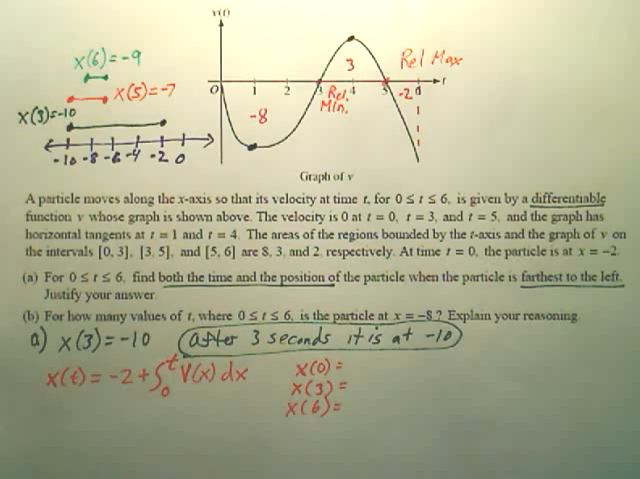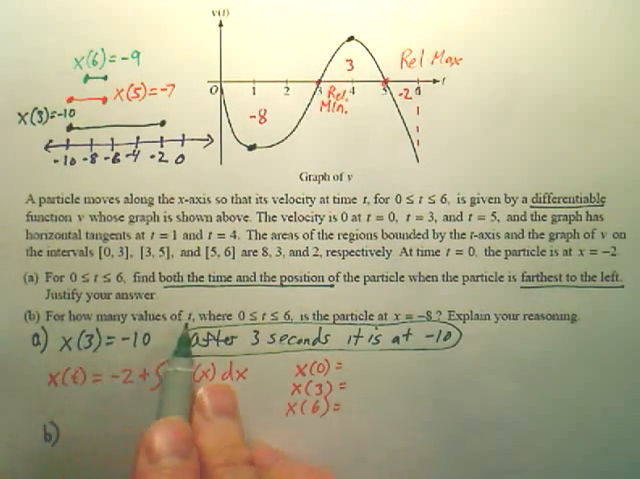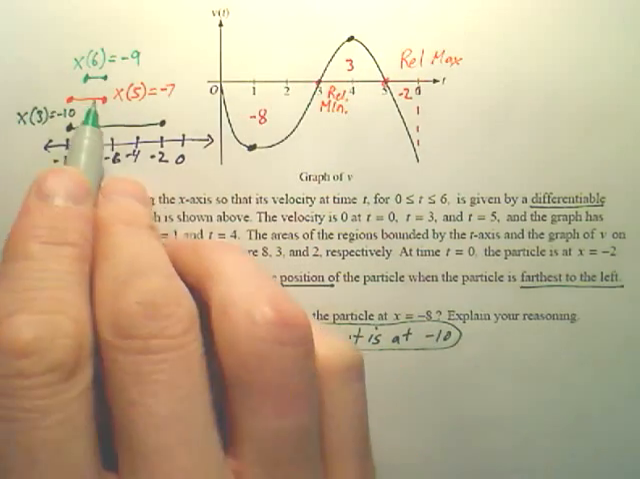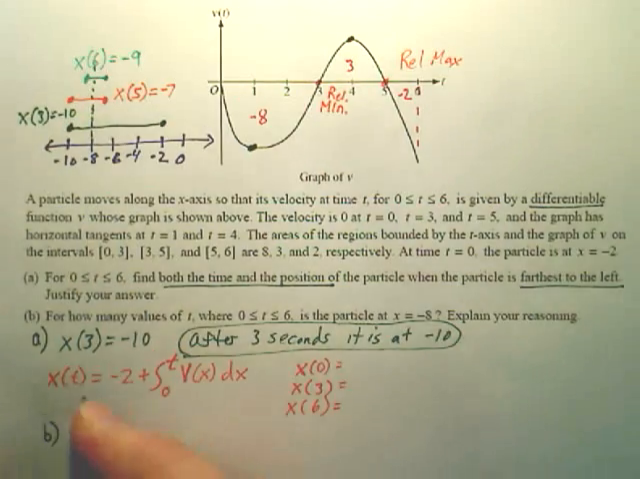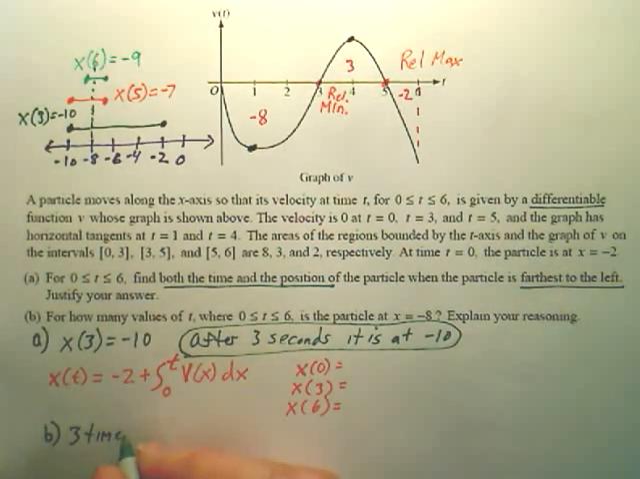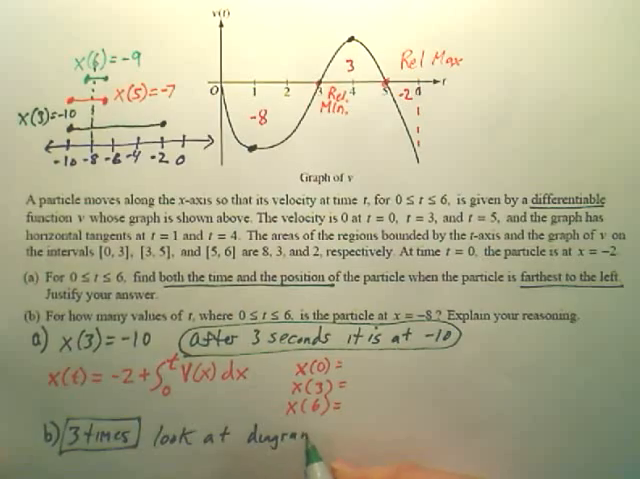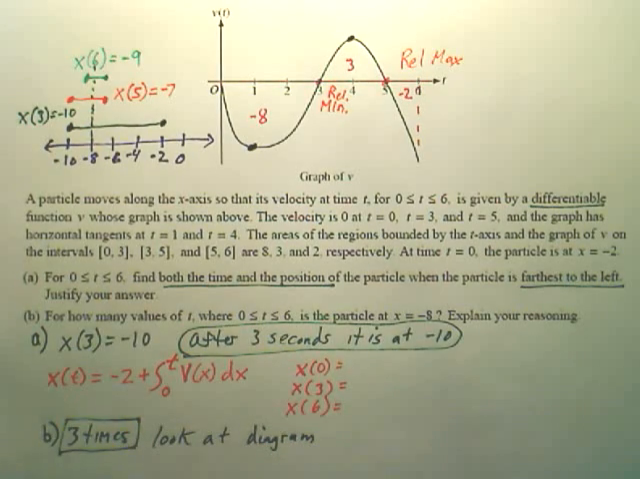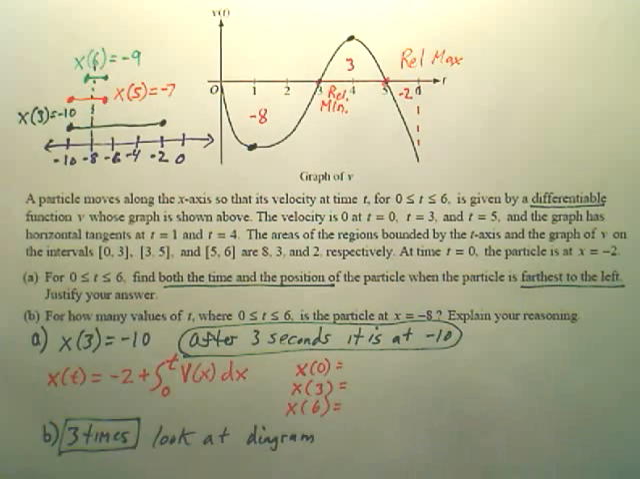Now, the last piece, B. How many times does it cross negative 8? Look at this. Here's negative 8. How many times is it crossed? 3 times. And my justification, look at diagram. That works. Now, you can look at the diagram, plus you can explain it with this right here. But for now, I'm just going to say look at diagram because the bell's going to ring.